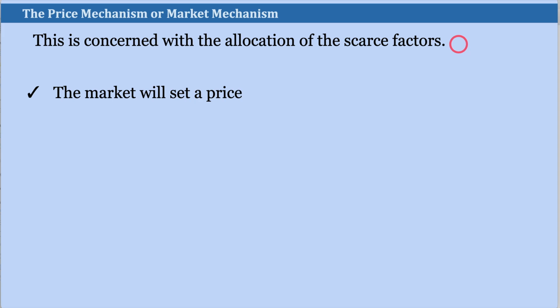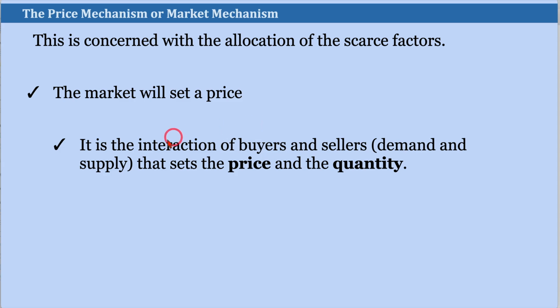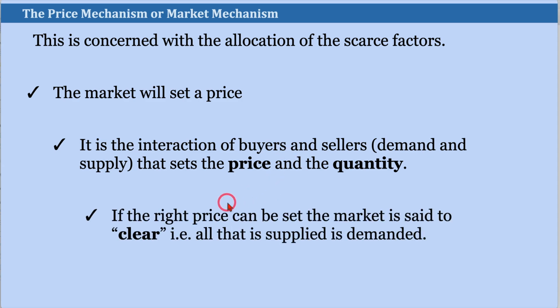Okay, so what happens in the market is the market sets a price, and then the interaction of buyers and sellers, that sets the price and the quantity. And if that right price here is set, then the market is said to clear, and that's one of the concepts of equilibrium. So the market sets some price, and that happens when demanders and suppliers get together, and then the market clears. Okay.